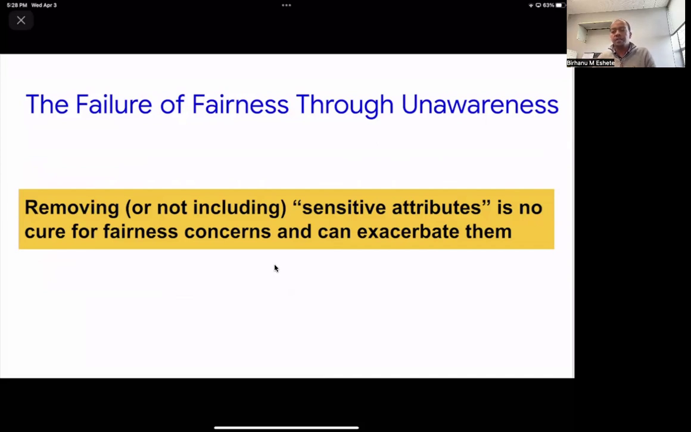It doesn't really make much sense when you say, oh, I removed or excluded sensitive attributes, and as a result, this would just cure any fairness concerns or fairness pitfalls, and you would be good to go, right? Removing sensitive attributes is not going to solve the problem, and sometimes it could even make the problems worse or amplify the issue, as we will see later.